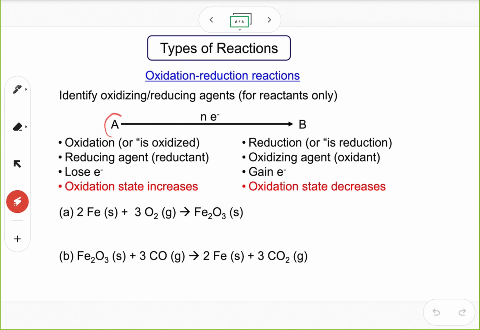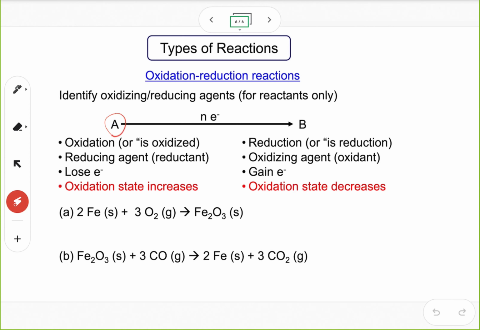If you have reactant A and reactant B react with each other, let's assume that A will lose electrons and B will gain electrons. That's why I have the arrow here. Electrons are transferred from A to B. N here represents the number of electrons transferred. So N could be 1, 2, or 3. It depends on what reactions you are talking about.